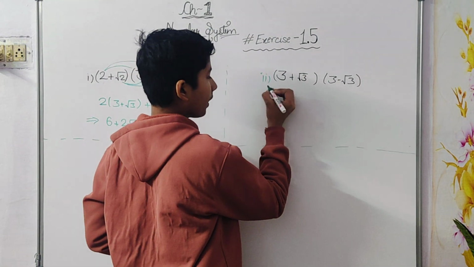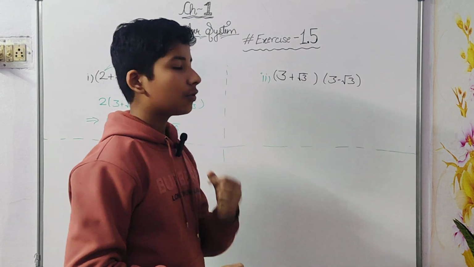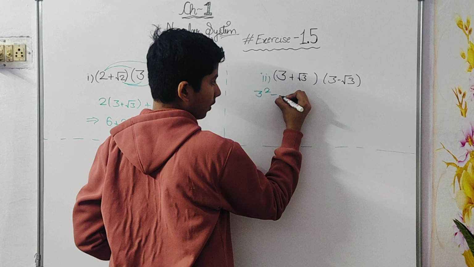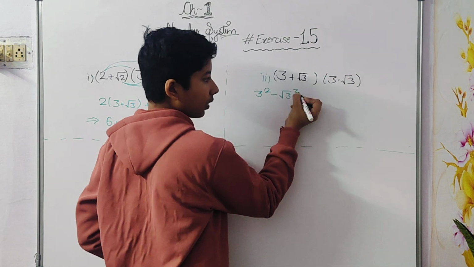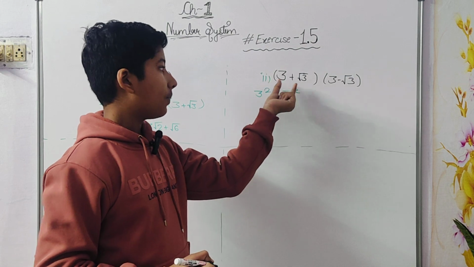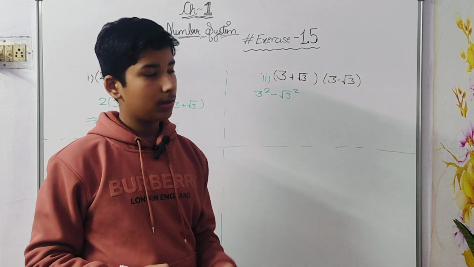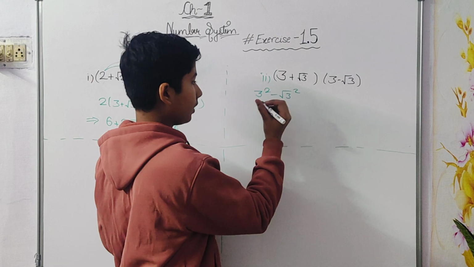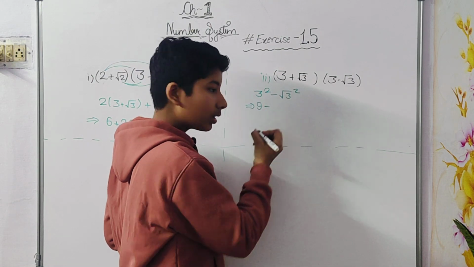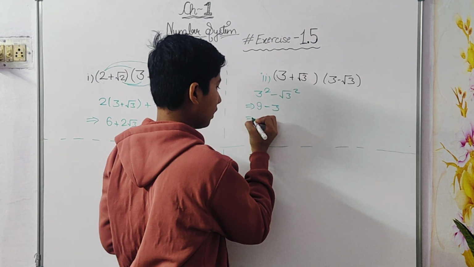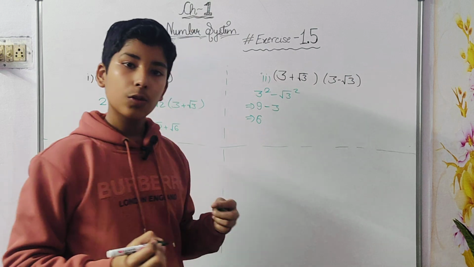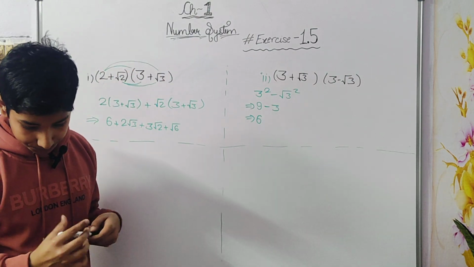And this one, see, this is 3 plus root 3 into 3 minus root 3. So we can say that it is 3 square minus root 3 square. How? Because a square minus b square is a plus b, a minus b. So we can write it as this one. Now 3 square is 9, minus root 3 square is 3, and 9 minus 3 is 6. So we have got our answer as 6.